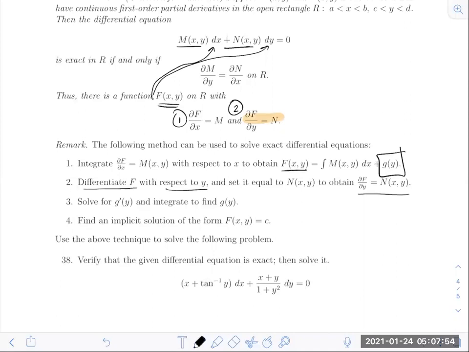So now we're getting a new function and we're going to use it to solve for g of y. So solve for its derivative, g prime of y, and then integrate once more to find out a little bit more about g of y. From here, we're going to solve for the implicit solution. Notice that we're not even going to attempt to explicitly solve for y.